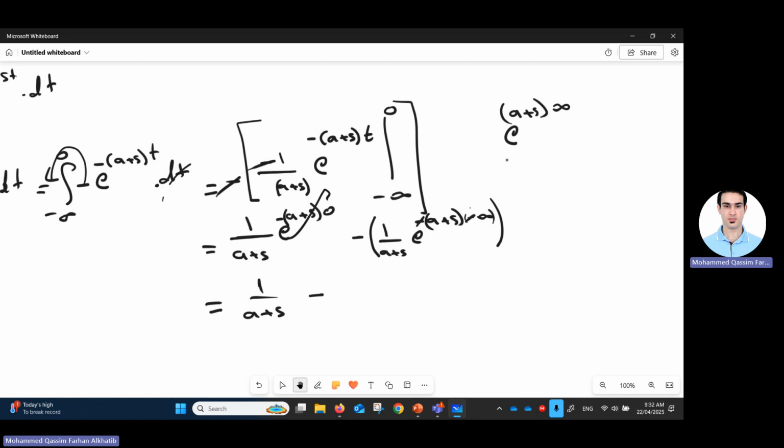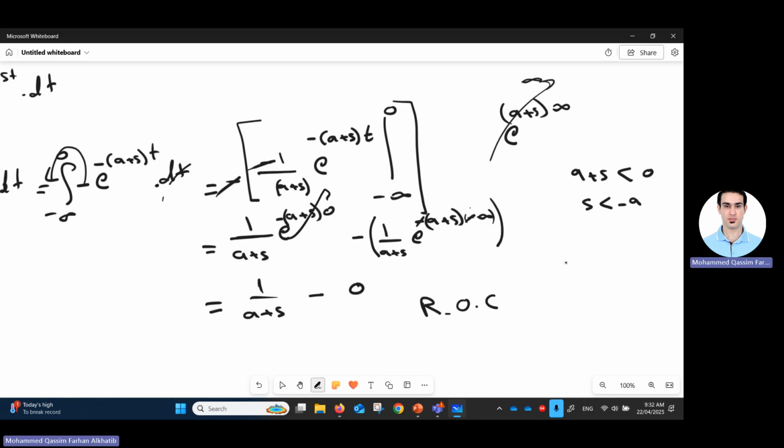So at initial guess, someone might think, okay, so this one is going to be infinity, right? Because it's e to the power infinity. However, if a plus s is less than 0, what will be the result for this? 0. So it's going to be minus 0. However, what is the region of convergence? A plus s is less than 0. So s is less than negative a. Clear, Zena?